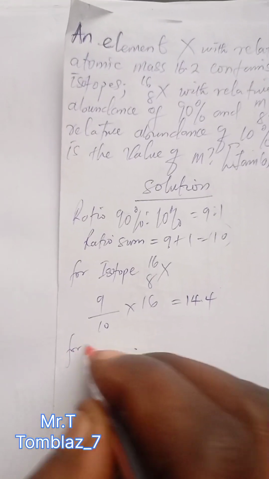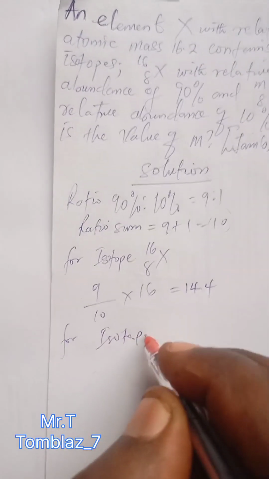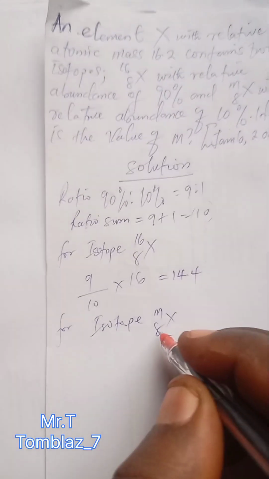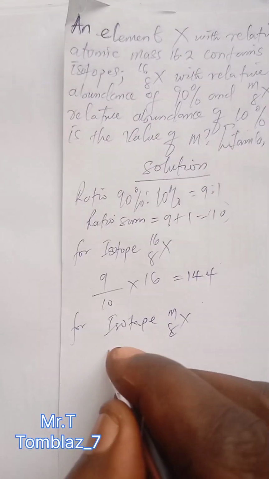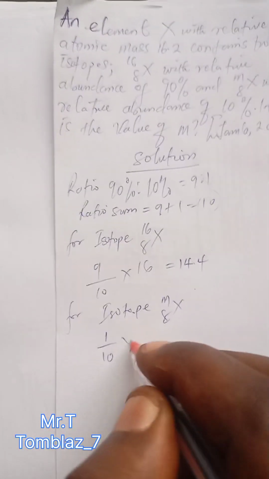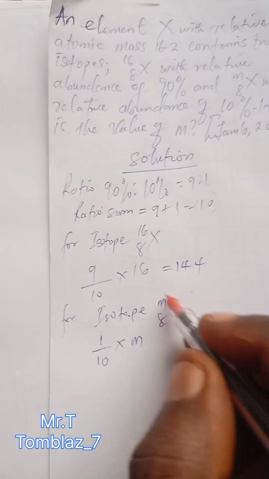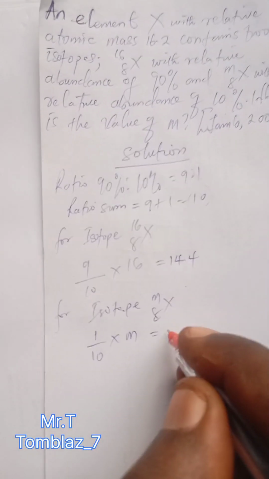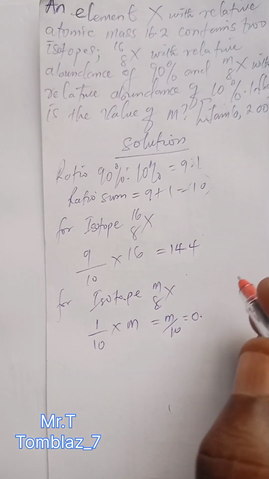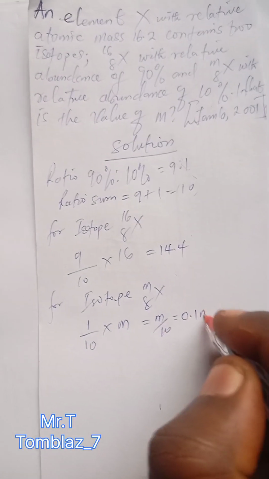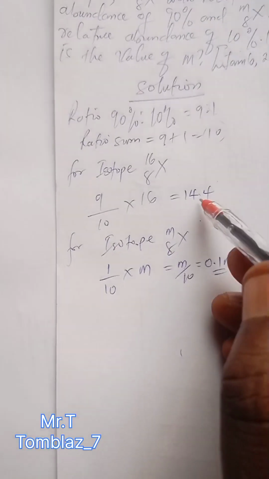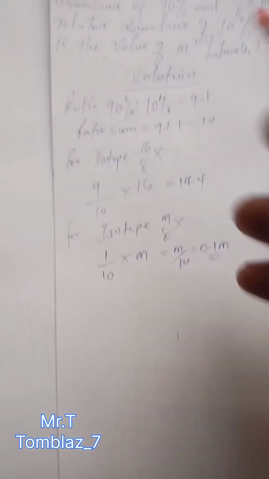Now let's see for isotope M, which is XM. The relative abundance is 10. So since we break down the ratio to 1, we have 1 over 10 times M, which is the atomic mass, right? So we're going to have what? M divided by 10, which is what? 0.1 M, right? If we divide it.